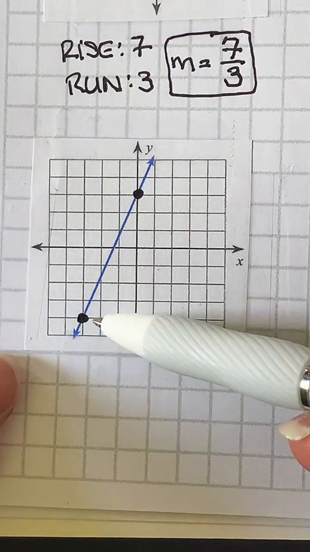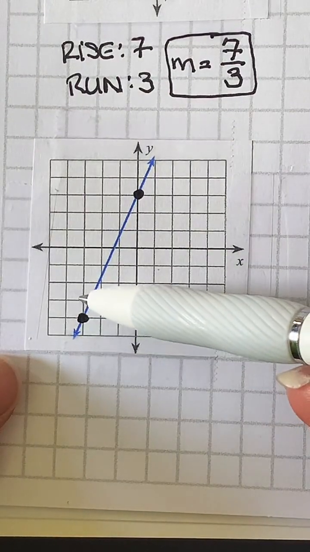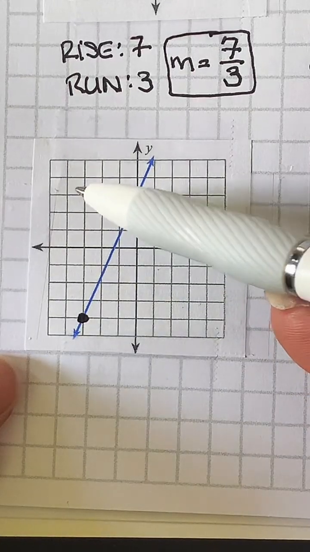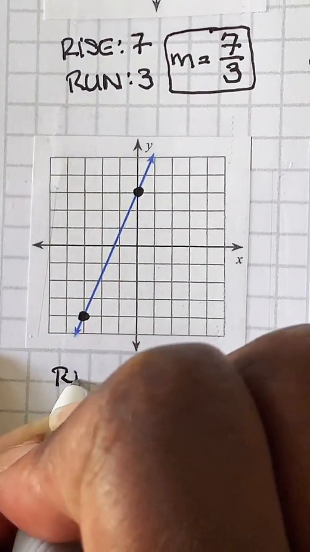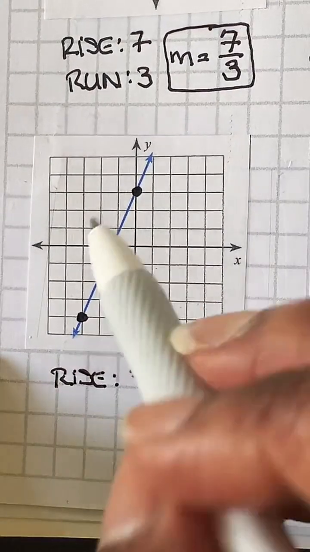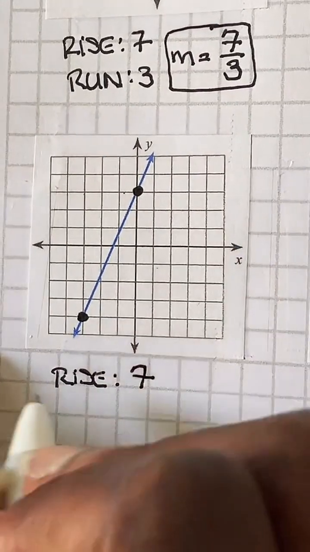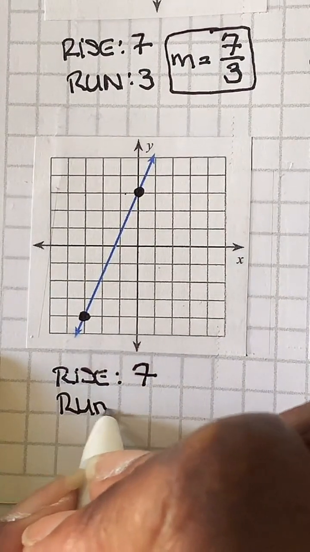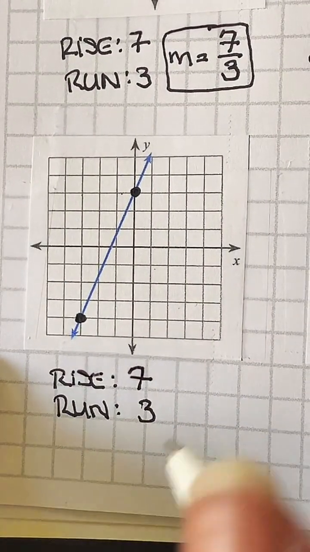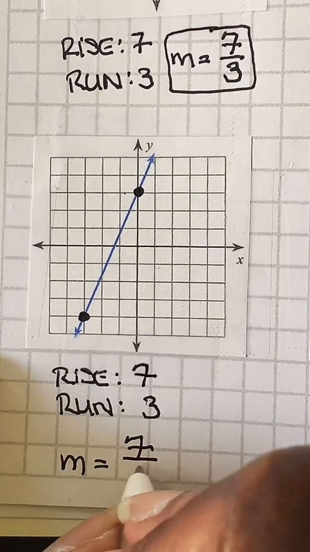So then you're here at your house. You need to get to your friend's house. So that means I need to go up 1, 2, 3, 4, 5, 6, 7 city blocks. So that means my rise is a positive 7. That means I'm going up 7. Then from here, I'm going to go over 1, 2, 3. So that means my run is going to be a positive 3 because I ran to the right. So my slope here is going to be 7/3.